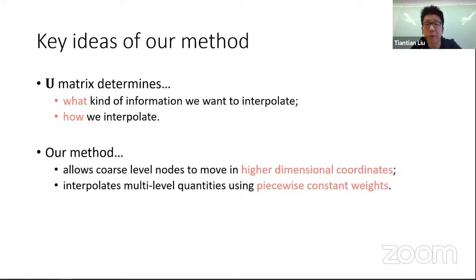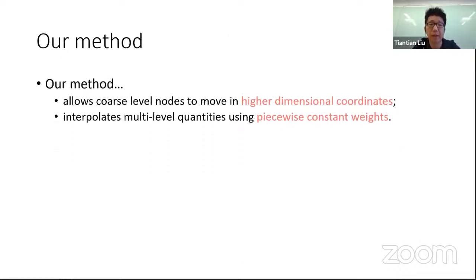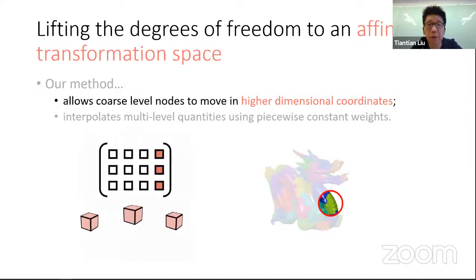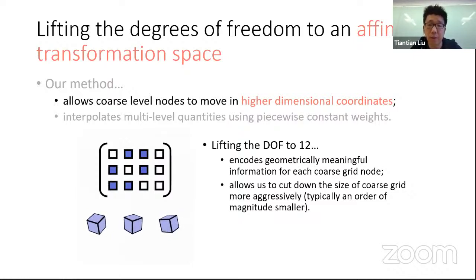To be more specific, we allow the coarse level nodes to move in higher dimensional coordinates, and we use piecewise constant weights to interpolate between them. We first lift the degrees of freedom of a coarse level node from 3 to 12, which lies in the affine transformation space we mentioned before. We call it the scaling space coordinates because we were inspired by the SIGGRAPH Asia 2012 paper, Fast Automatic Skinning Transformations. This space encodes more geometrically meaningful information, such as scaling, shearing, linearized rotation, and translation, compared to the traditional positional space where only translation is represented. We find that this is particularly useful to cut down the size of the coarse grid more aggressively, typically to an order or even two orders of magnitude smaller compared to the original multigrid scheme.